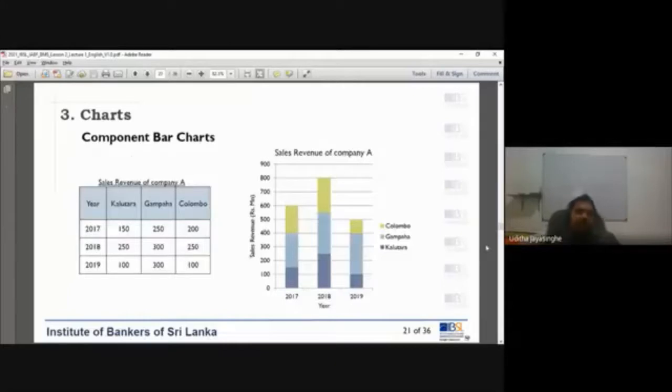This is an easy example of a component bar chart. What is on this x-axis is the years 2017, 2018, and 2019. We have the sales revenue of this company A distributed to Kalutara, Gampaha, and Colombo districts. If you look at these numbers, 150 here, 250 coming from Gampaha, and 200 coming from Colombo.